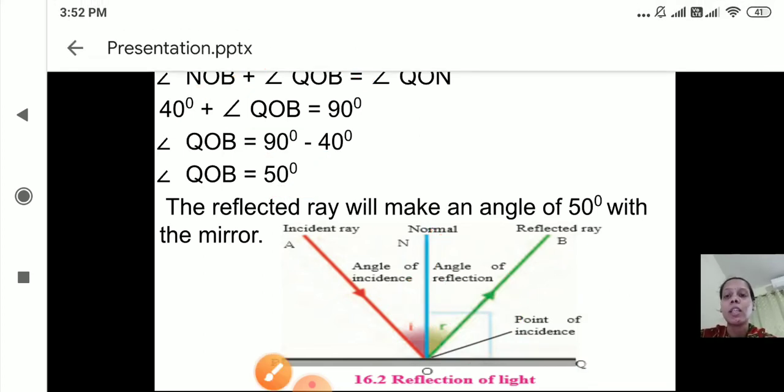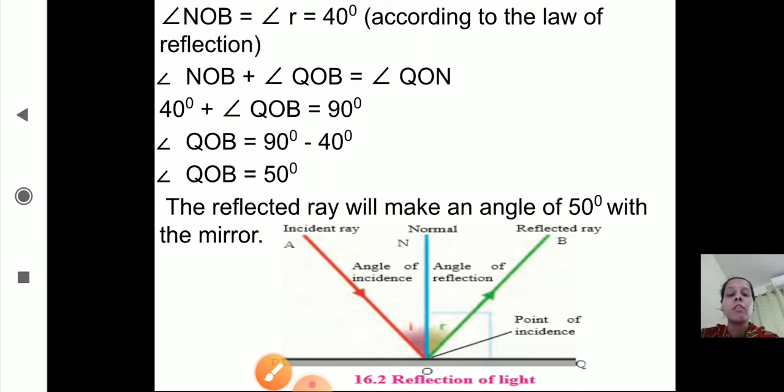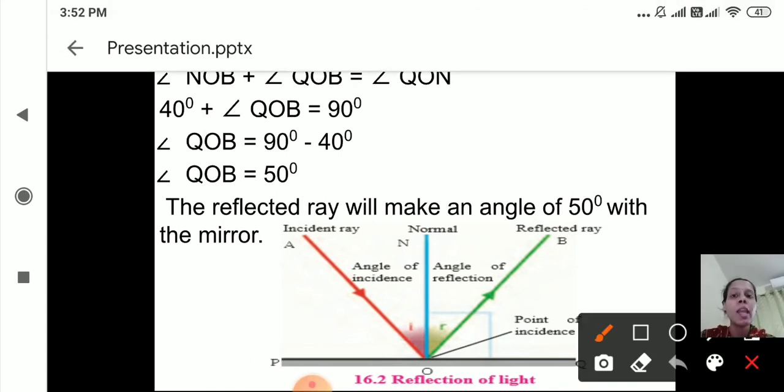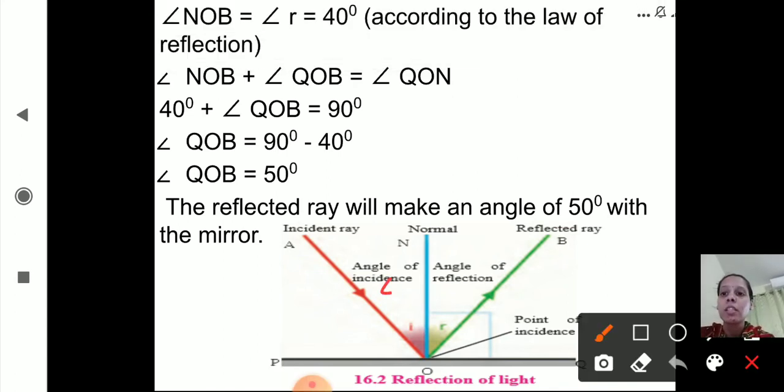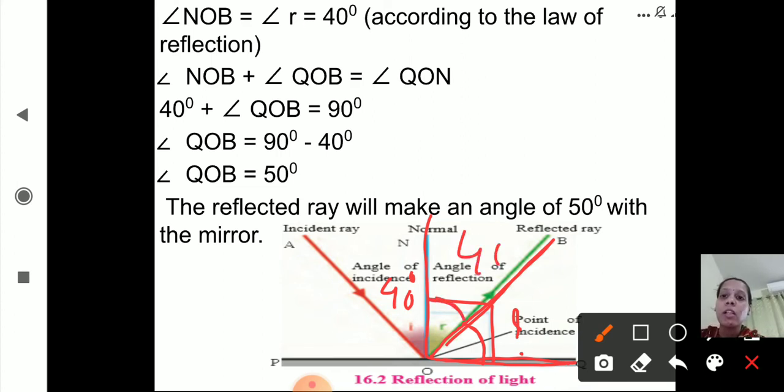Okay, once again we will repeat this. Now in question number 4, angle of incidence is given. This is given 40 degree, and this is, we have to find out this, the angle between the plane mirror and the reflected ray. This is reflected ray. This we have to find out. And this whole is how much? This is 90 degree, right? This is 90 degree. In this, if this is also 40 degree, why this is also 40? Because angle of incidence is equal to angle of reflection. So angle NOB is also 40 degree.